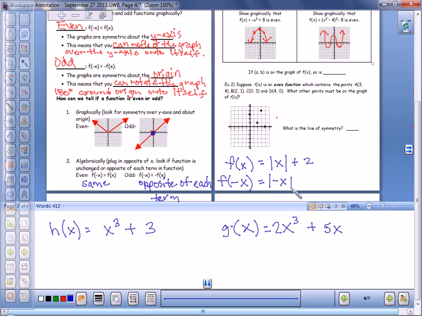Well, what happens when I take the absolute value of something that's negative? It becomes positive, doesn't it? So isn't this really simplified? I plugged in negative x, and I got out the same thing I started with. Even. This function is even.